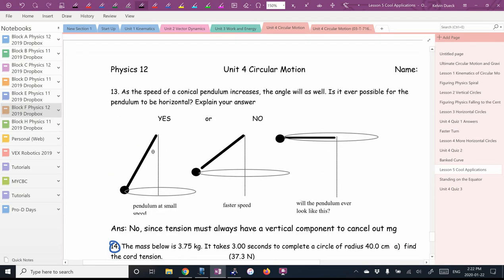You can skip 13, but the correct answer, Dustin, is no, you can't ever get it to 90 degrees. The reason is, if it was at 90 degrees, your free body diagram would have mg down and no counteracting force up. It has to accelerate down. So if you spin it really hard, you can get it to like 89 degrees, but you're never going to get it to 90. You can't. Anyways, 14 is good.